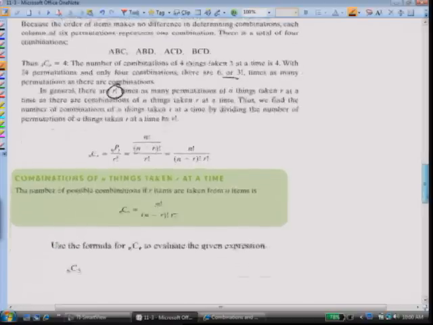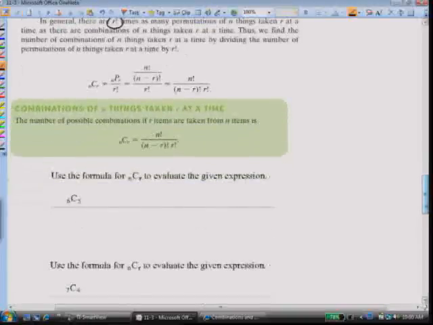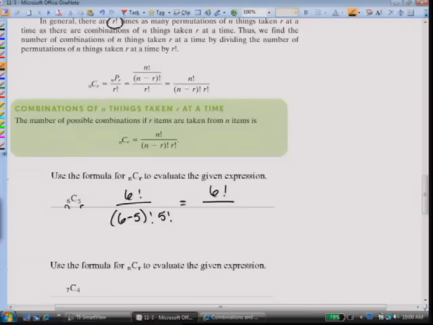Okay. So it turns out that this is easy enough. You can do it by hand, you can do it with your calculator, and you can do it with that website or probably other websites that you can find too. Remember, the first one is your N, the second one's your R. So you're going to do 6 factorial divided by 6 minus 5 factorial times 5 factorial. So this is 6 factorial divided by 1 factorial times 5 factorial.